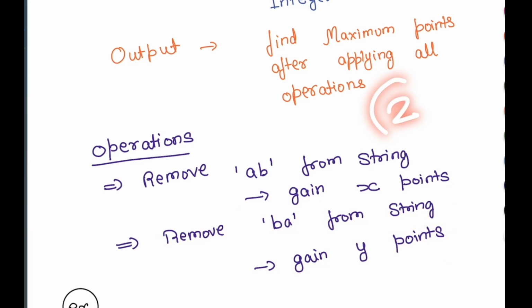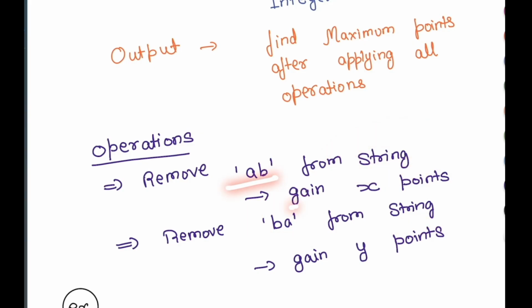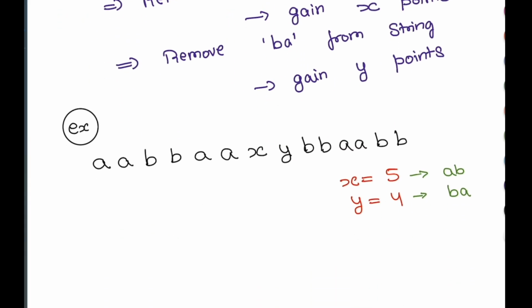So there are just two operations. Either we can remove the AB substring from the string, or the BA substring. If we remove AB, we gain X points. If we remove BA, we gain Y points. X and Y are given as input in the problem itself. Now let us try to understand the problem with one example.